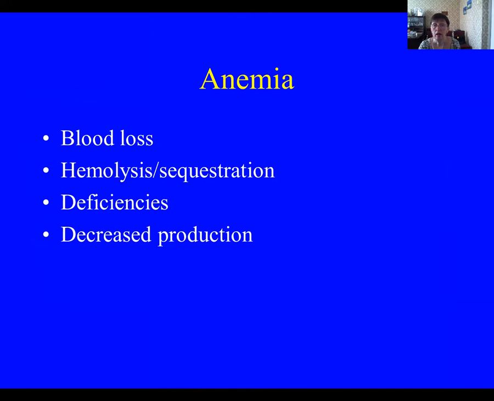So now we proceed with different types of anemia. There are two main groups of anemia. First of all, according to the cause. First of all, it may be anemia due to blood loss. Then it may be hemolysis anemias. Then anemia due to deficiencies. And anemia as a result of decreased production of the red blood cells.